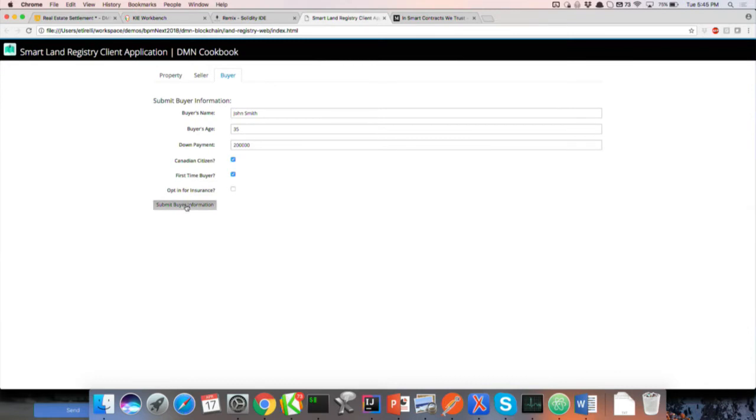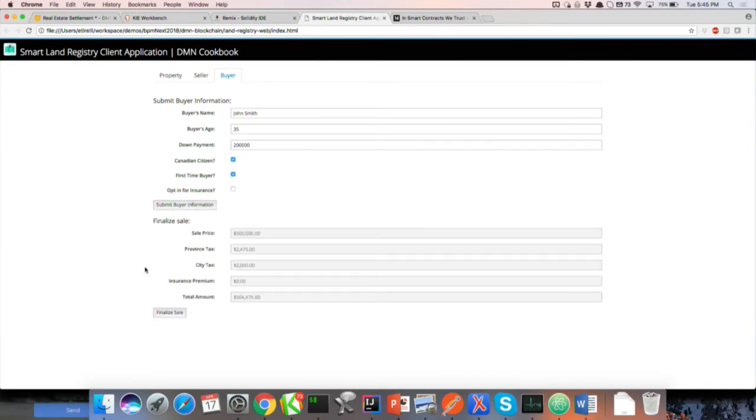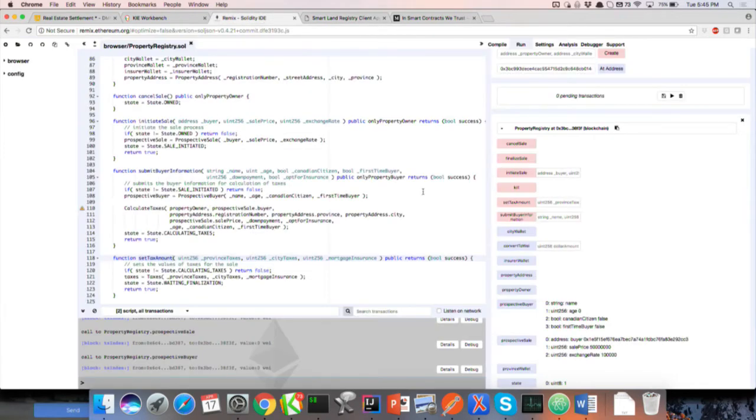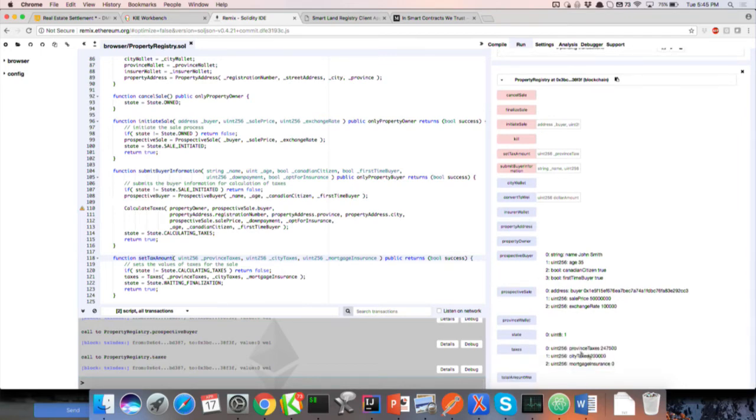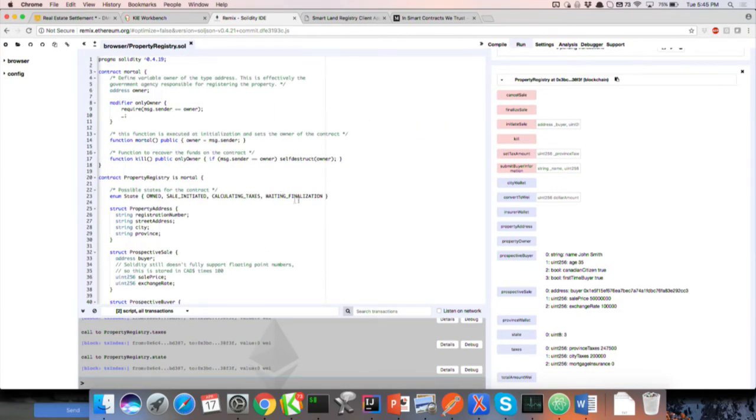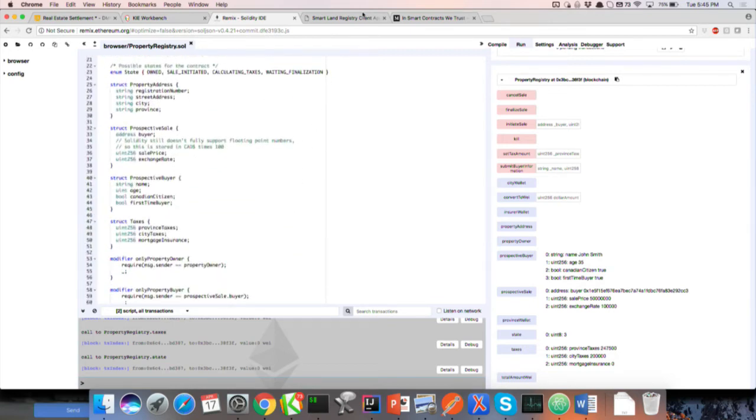So as the buyer, let's submit the information. It generated the event, calculated the result, and is coming back with the result. So it calculated the sale price, the taxes for the province and city. In this particular case, it's not mandatory to have insurance. Here is the total amount. And if we look at what happened to the contract, now we have a prospective buyer with that information. The taxes were calculated. Here are the tax amounts that have to be paid. The current state of the contract is 3, so it's waiting finalization.